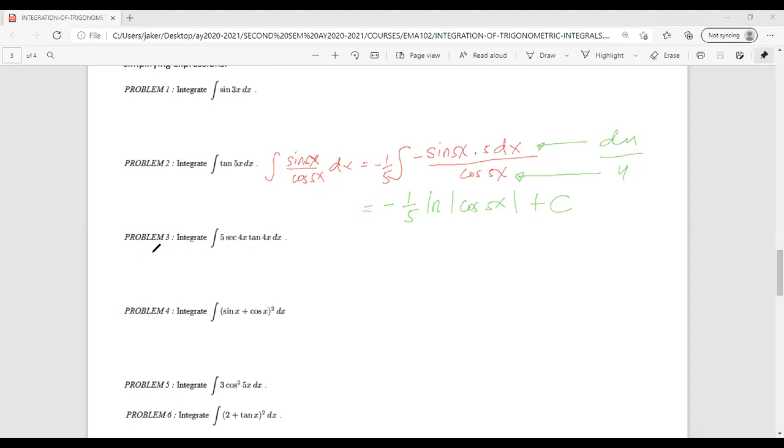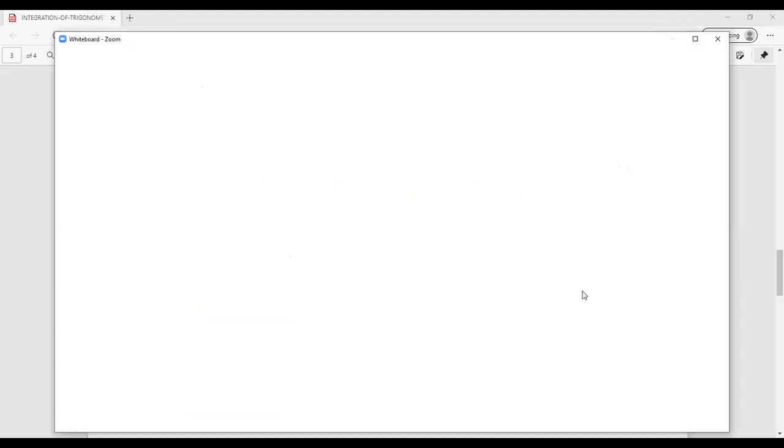Okay, problem number 3. This time you need to recall what we have reviewed in the last 30 minutes. You have to do transformation here because you have the product of the secant and the tangent. I'd like to write this on the whiteboard, so that I have a bigger space. You have here 5 tangent of 4x secant of 4x dx.